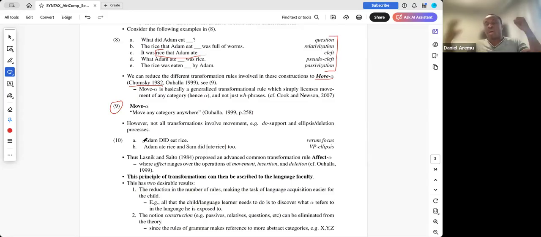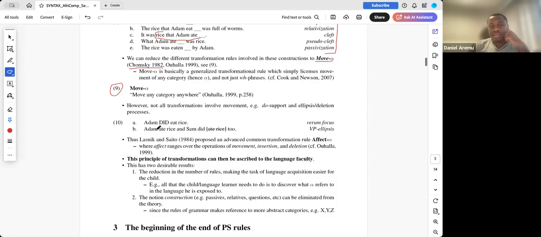So that is why we have to expand the terminology beyond move alpha, because move alpha only covers movement. Another issue with move alpha is ellipsis, right? Again, with ellipsis in 10b, you have a sentence like Adam ate rice and Sam did too. So basically, we elided or you delete ate rice, the VP. And in this case, there is no movement. You basically just delete.